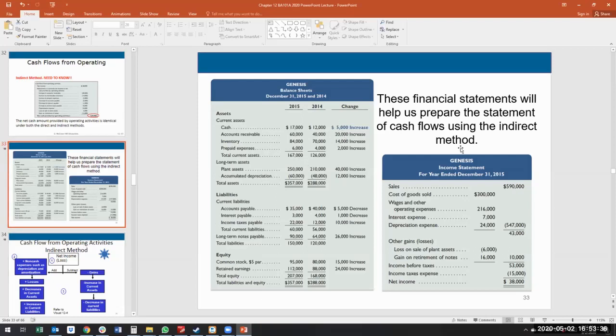Our inventory increased, our prepaid expenses increased. So this is always going to be our first step, is just to find the differences. What happened on our balance sheet? What increased? What decreased? Our plant, property, and equipment increased, our accumulated depreciation increased, and so on and so forth. So we'd go through and make all of these calculations.